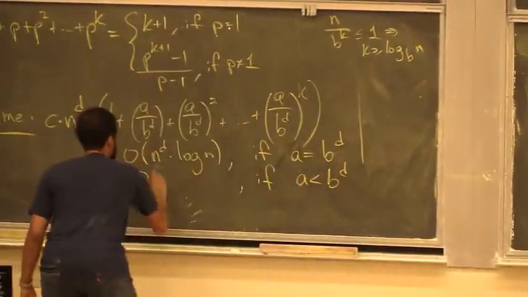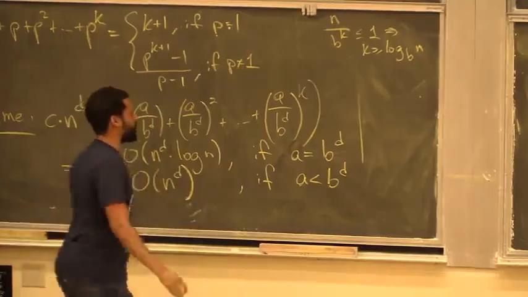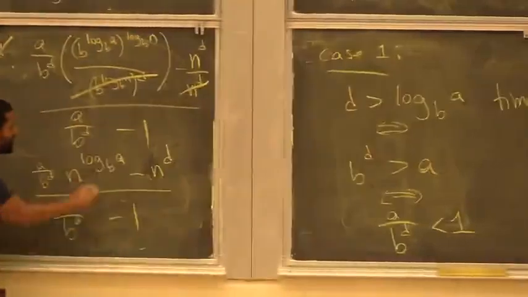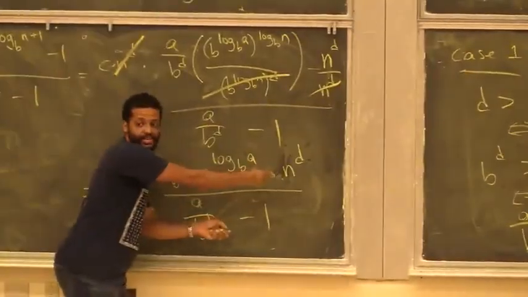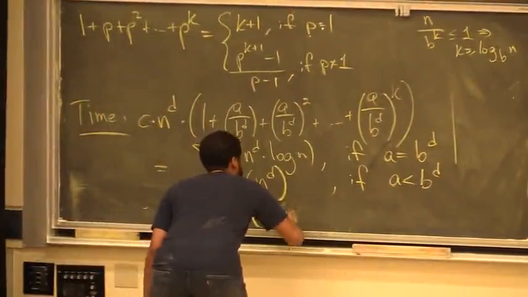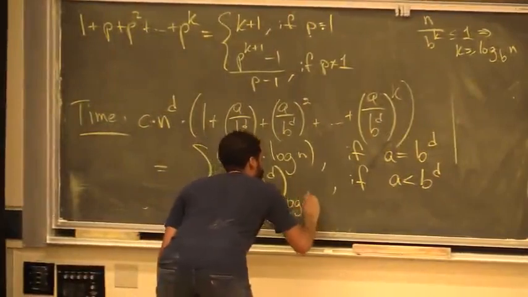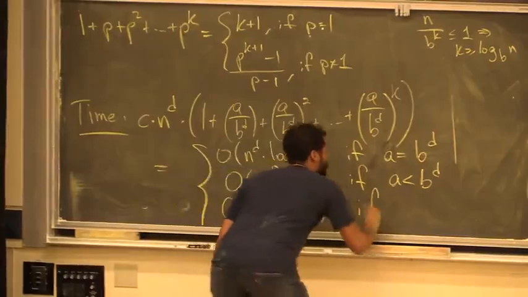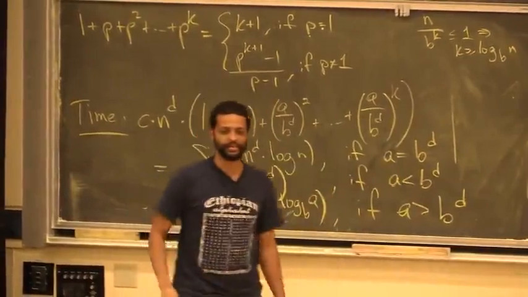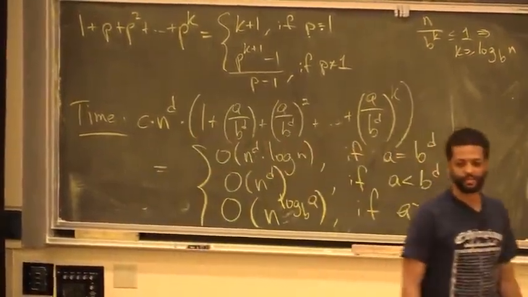Then I get O of n to the d. And the other case is when a is greater than b to the d. If a is greater than b to the d, this term dominates the n to the d. And then what I get there is O of n to the log base b of a, if a is bigger than b to the d. Does that make sense? So there, yeah. You're basically done over there.